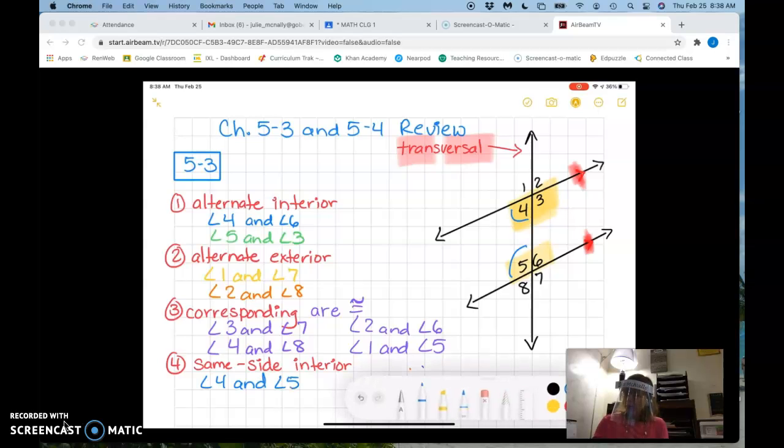And then what else? 3 and 6 are both inside and on the same side of the transversal. Now, same side interior angles are going to be supplementary to each other. That means you can add them up and they will equal how much?